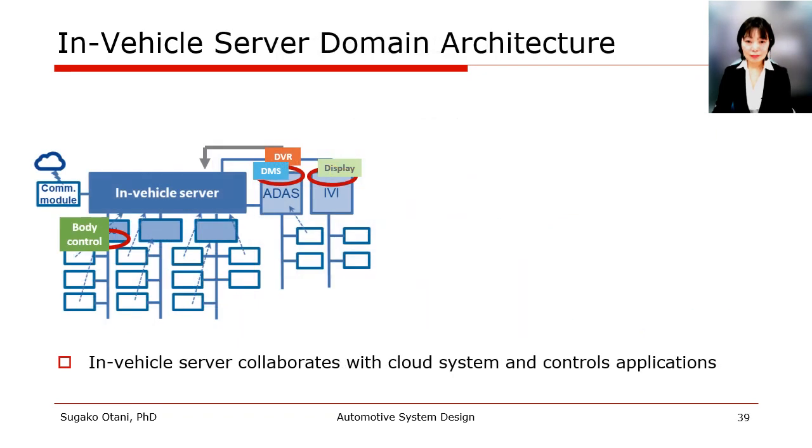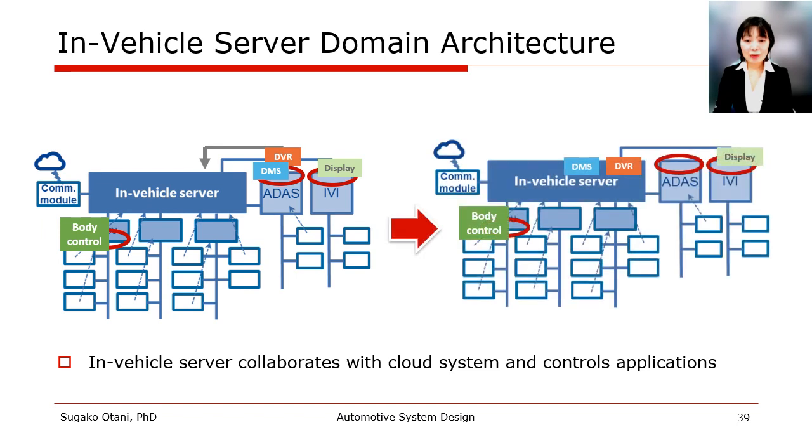As an intermediate step in the evolutionary process, in-vehicle server domain architecture is being considered by each car maker, and it's assumed that a part of ADAS, IVI, in-vehicle infotainment, and body control functions will be integrated into the in-vehicle server in the future.